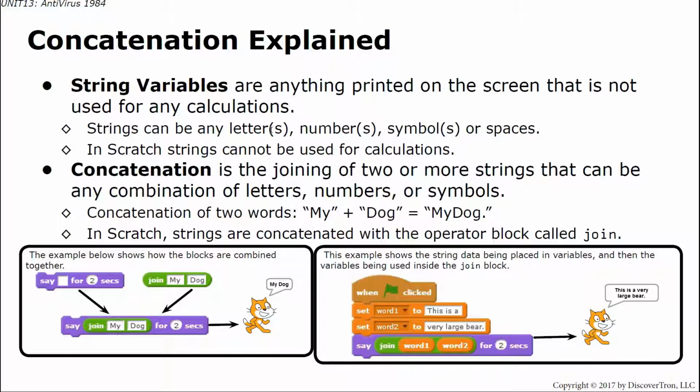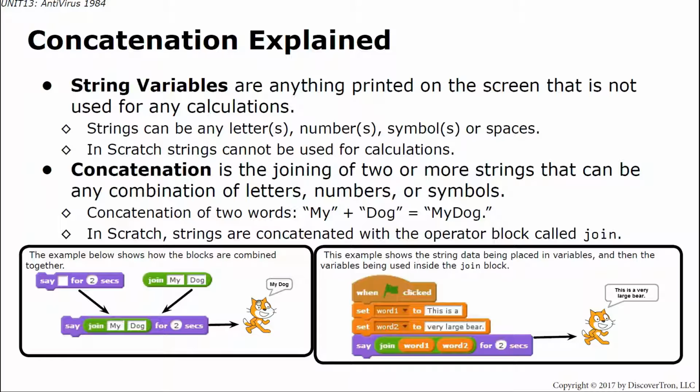So some things to understand about concatenation. We have to understand what's called a string variable. String variables are anything printed on the screen that is not used for calculations, basically just text, if you want to think about it in simple terms. Strings can be any letters, numbers, symbols, or spaces. In Scratch, strings cannot be used for calculations, as I just said.